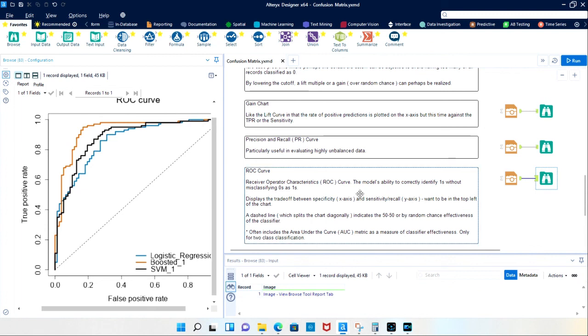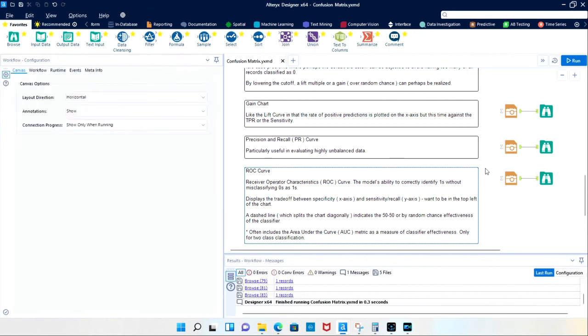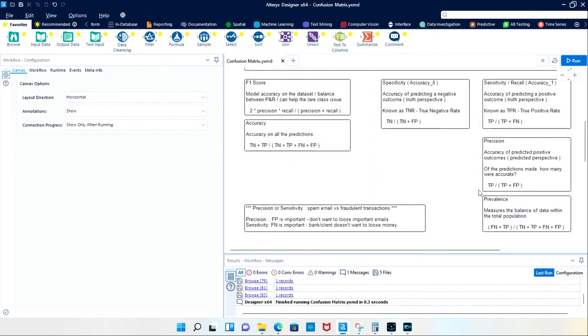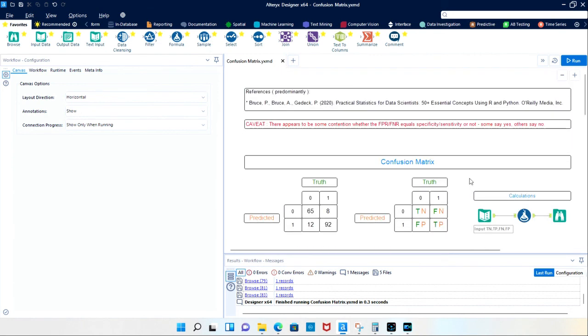So again, we want to be in the top left because what we're doing here is we are correctly identifying ones through the true positive rate measurement, without misclassifying zeros as ones if we are truly in the top left of the ROC curve. Okay, so that is pretty much a fairly quick, slightly deeper rundown of the confusion matrix.